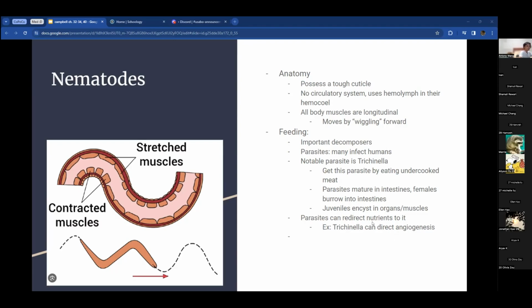Oh yeah, another thing, they have an angiogenic effect. They can grow blood vessels towards them to bring more supply.